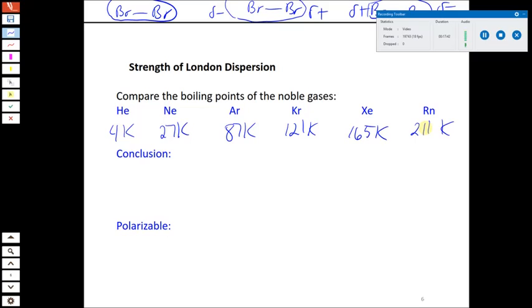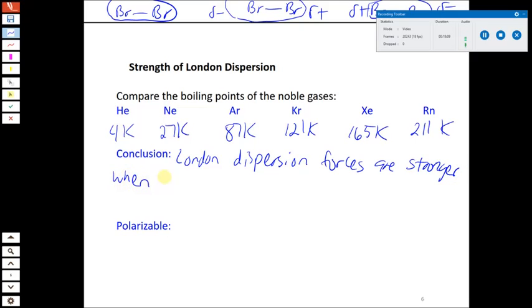So what we see then is that if the boiling point is increasing as we go down the column to heavier and heavier elements, that means the London dispersion forces' strength is increasing in that direction as well. So we can conclude then that London dispersion forces are stronger when there are more electrons present.